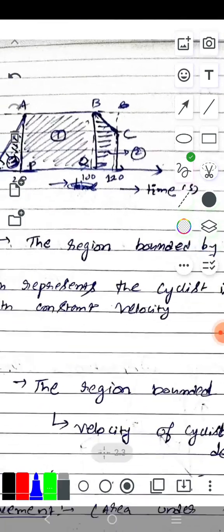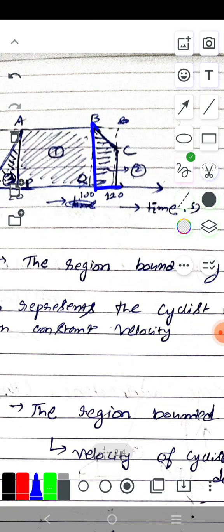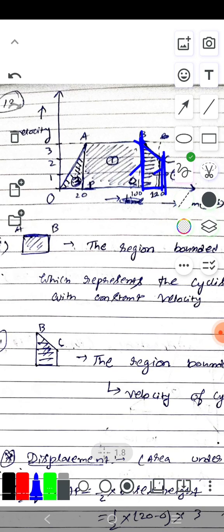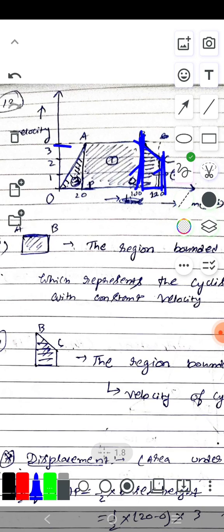And the remaining area is that of the trapezium. What is the formula of the area of a trapezium? For a trapezium we have parallel sides, so half of the sum of parallel sides. What is the value of the parallel sides? This is 3, and this is 2. In this trapezium, this side represents 3 and this side represents 2.